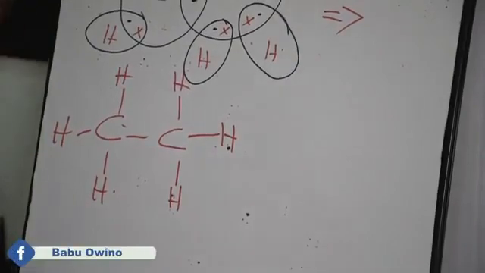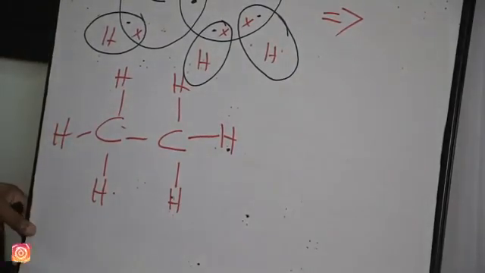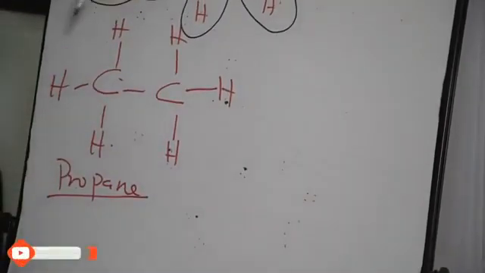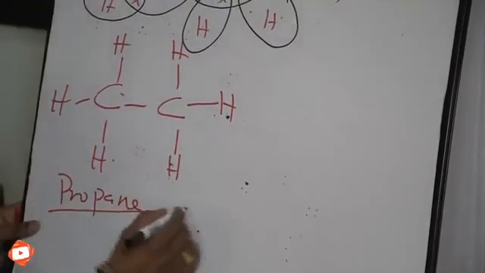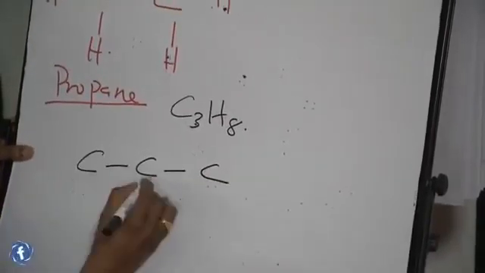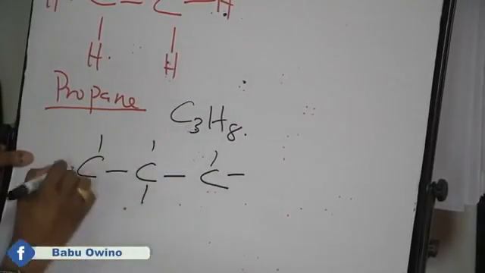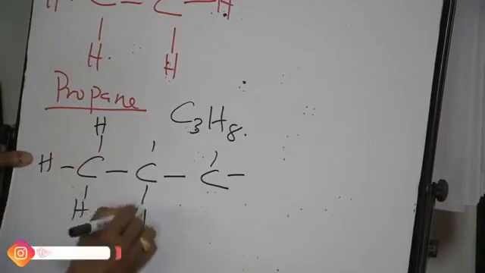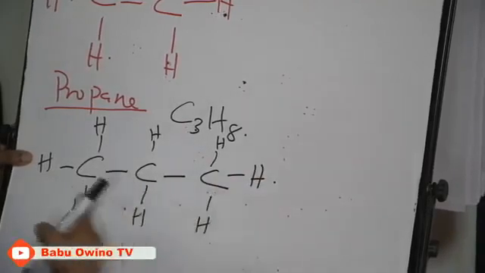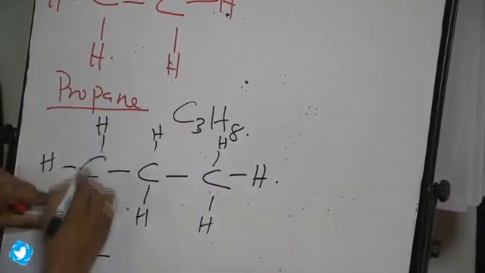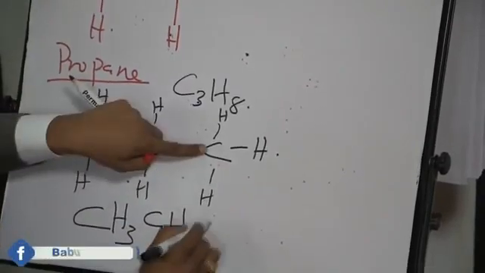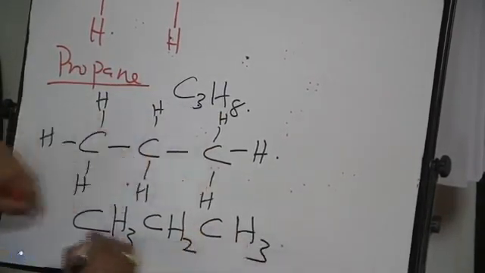The last one that we can do is propane, so that we save time because they are 10. So for propane, instead of drawing it in circle form, we will just write the formula of propane, which is C3H8. So it's carbon, carbon, carbon bonding, and then you only fix the hydrogens. This can also be written as C with 3 hydrogen atoms, then another C with 2 hydrogen atoms, then another carbon with 3 hydrogen atoms.